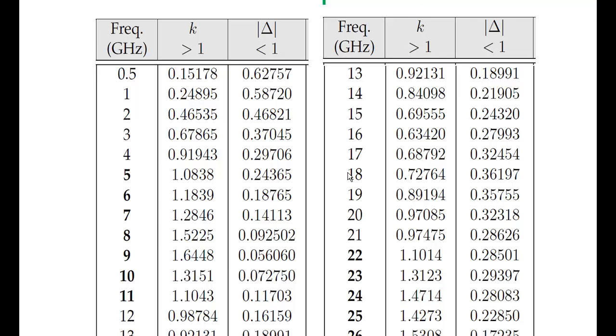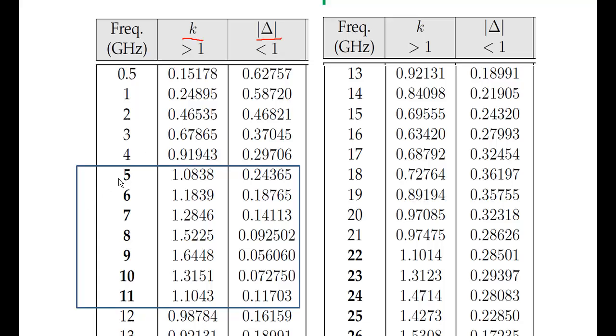So rather than looking at a graph to determine whether we have unconditional stability, a couple of metrics have been developed. The first metric that was widely used is called the K-factor, or Rollett stability criterion. And the K-factor is derived here for the active device at many frequencies. And what we need with the Rollett stability criterion is that we need K to be greater than 1 for stability, and we also need the determinant of the S parameter matrix to be less than 1.